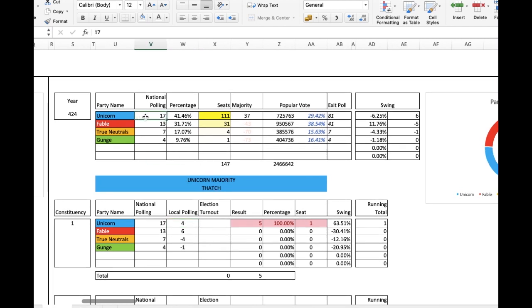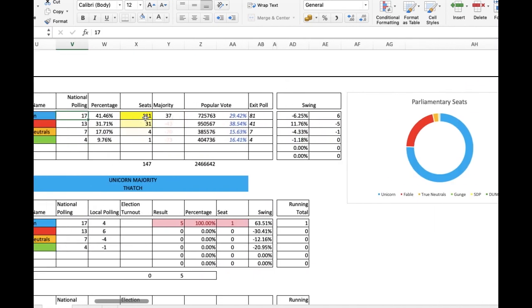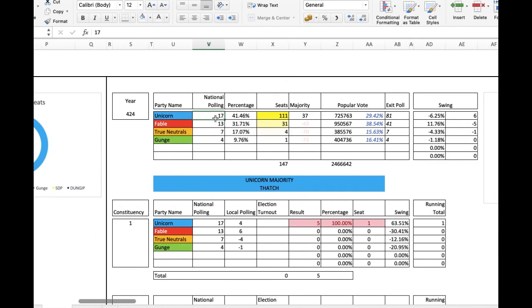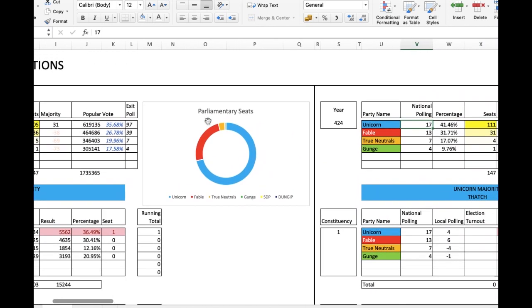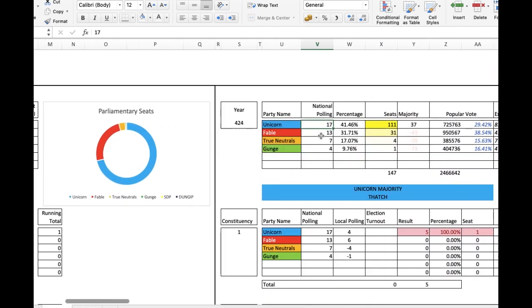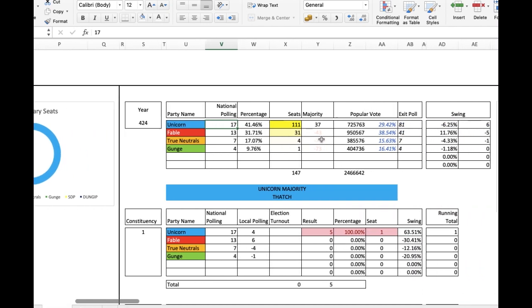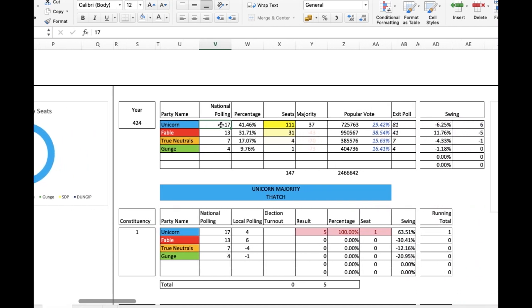Let's start with the national polling, actually, because that has also changed. Again, I tossed a coin to decide positive or negative. And so this was positive, and then I rolled a d4. So Unicorn only got plus 1 there. Fable went down, -1. So basically I just moved the national polling based on a coin toss and a d4.